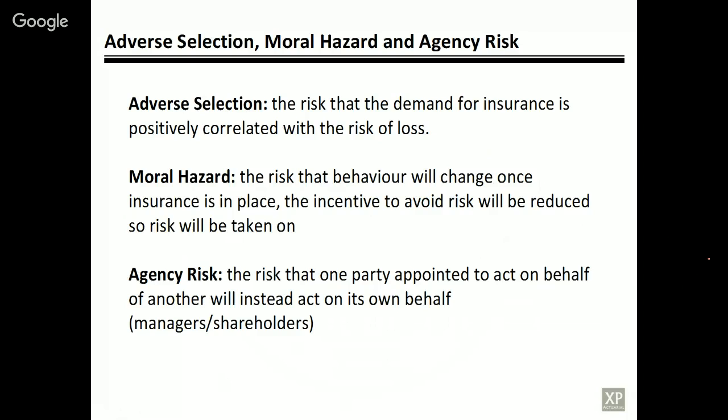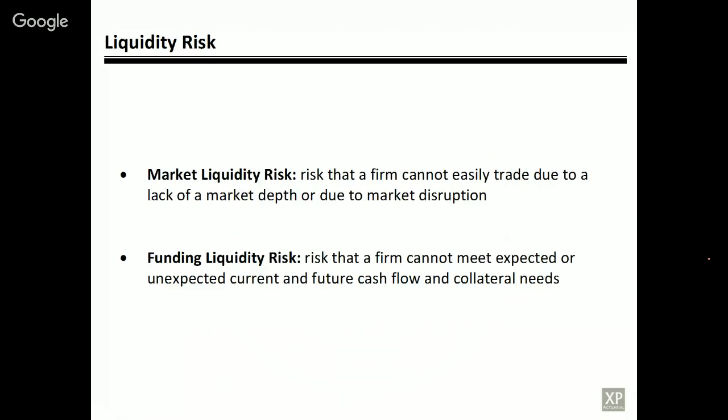Agency risk is the risk that one party, appointed to act on behalf of another, will instead act on its own behalf. This is the classical manager versus shareholder dilemma. The manager is appointed to act on behalf of the shareholders, but at the same time, maybe they want a company car or some perks along the way. This is known as agency risk.